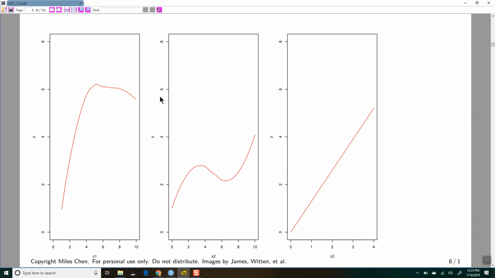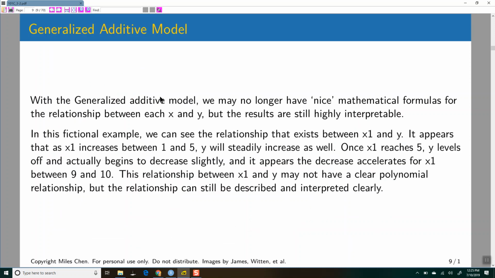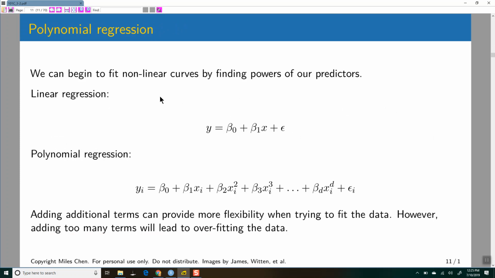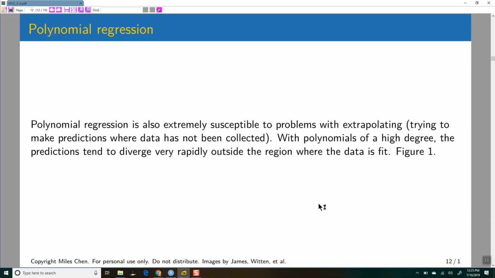So that's where we're headed, and for now we'll talk about the different kinds of shapes that we can do. We'll start off with polynomial regression, okay? And I think we're pretty familiar with this already. And again, just like anything else, the more terms you add, the more flexibility you get, all right? But too many terms will lead to overfitting. We don't want that, okay?